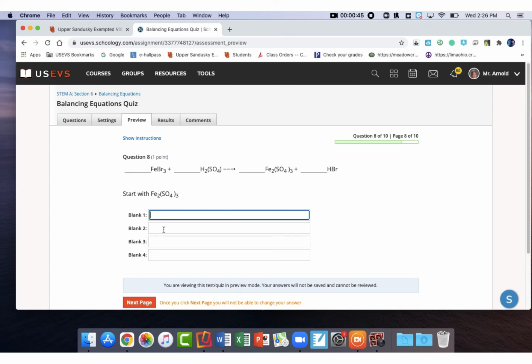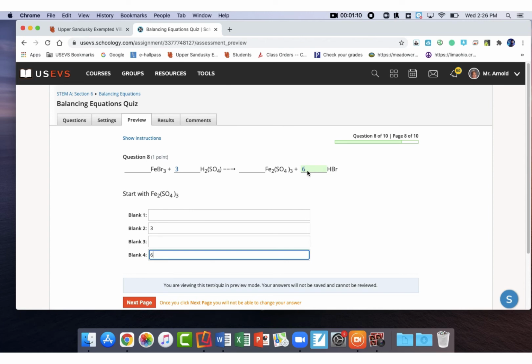Just look where you're starting here. So we're starting at FE2SO4 with a 3. So let's do that SO4 first. We have 3 SO4s on this side, only 1 over here. So in that second column, we need a 3. That gives me 3 times 2. That gives me 6 H's. So I need to have, right here, 6 H's.